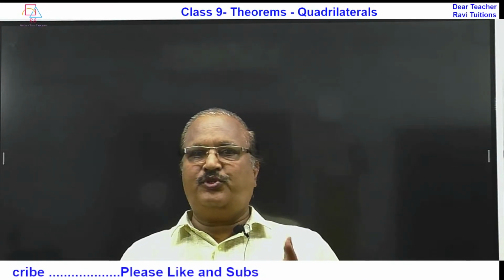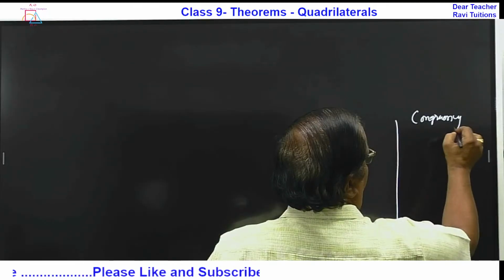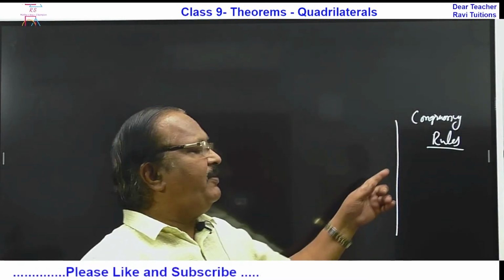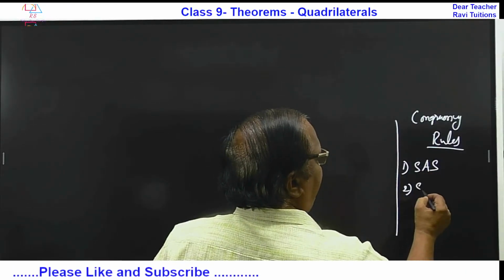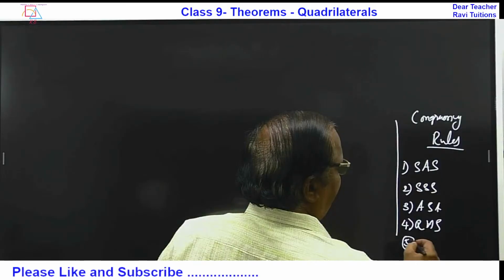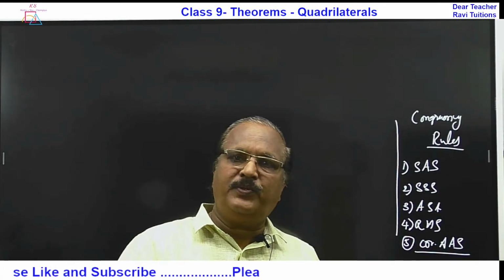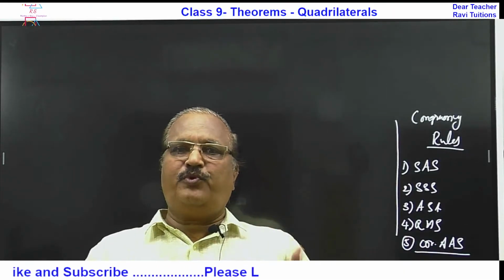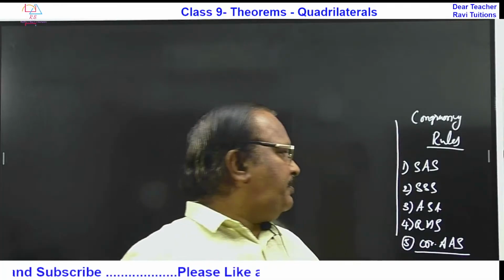To do the theorems, we have to recall congruency properties, congruency rules. Almost in all the theorems we are going to apply congruency rules. So everybody should be aware of them. There are SAS congruency rule, SSS congruency rule, ASA congruency rule, and RHS congruency rule. Fifth one, corollary, actually AAS. You can use these to prove two triangles congruent. So I am not going in detail.